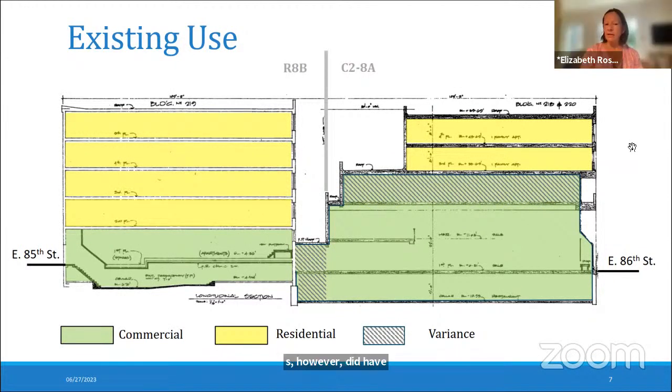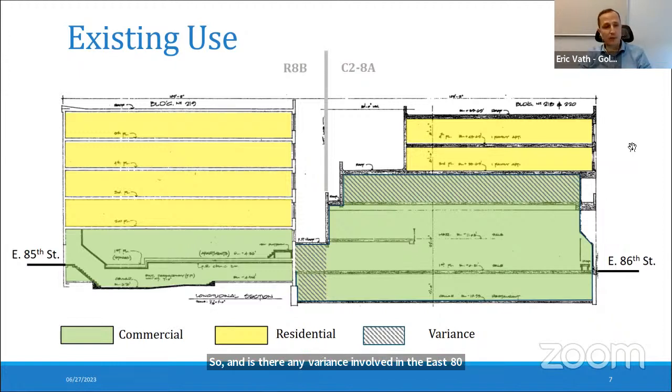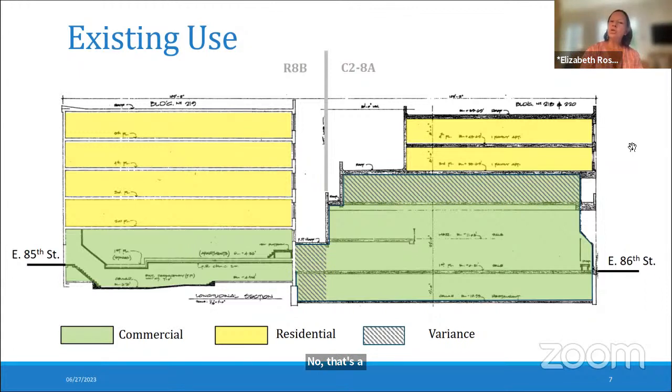And is there any variance involved in the East 85th Street building's commercial use? No, that's a grandfathered use. Those tenement buildings are from early 20th century. Okay, that's a grandfather. So then my final question, I mean, I have two more questions. One is pure curiosity. It doesn't bear on how I am thinking about this. How did these three buildings come to be a single tax lot?